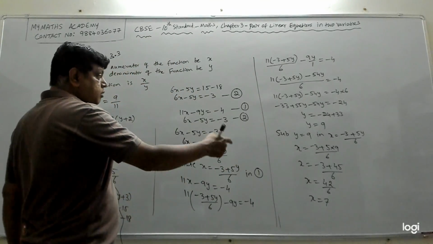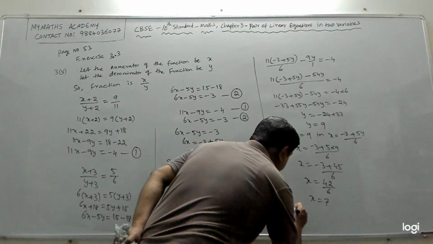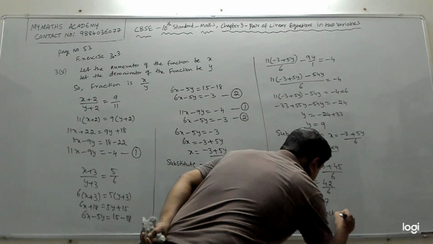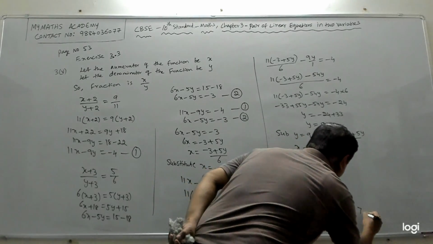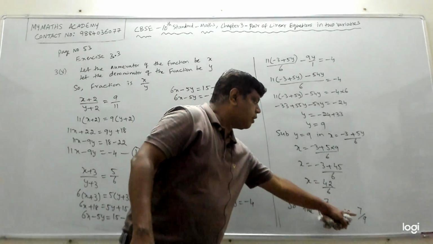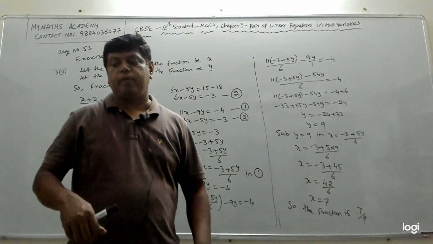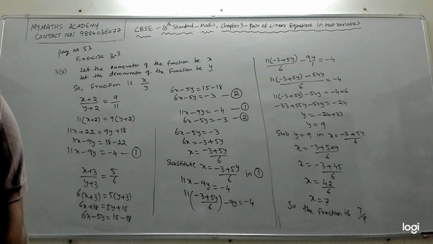So we got the x, we got the y, which means we got the numerator, we got the denominator. So the fraction is what? 7 by 9. 7 by 9 is the fraction. Your numerator is 7, denominator is 9. 7 by 9 is the fraction. Clear? Everyone?